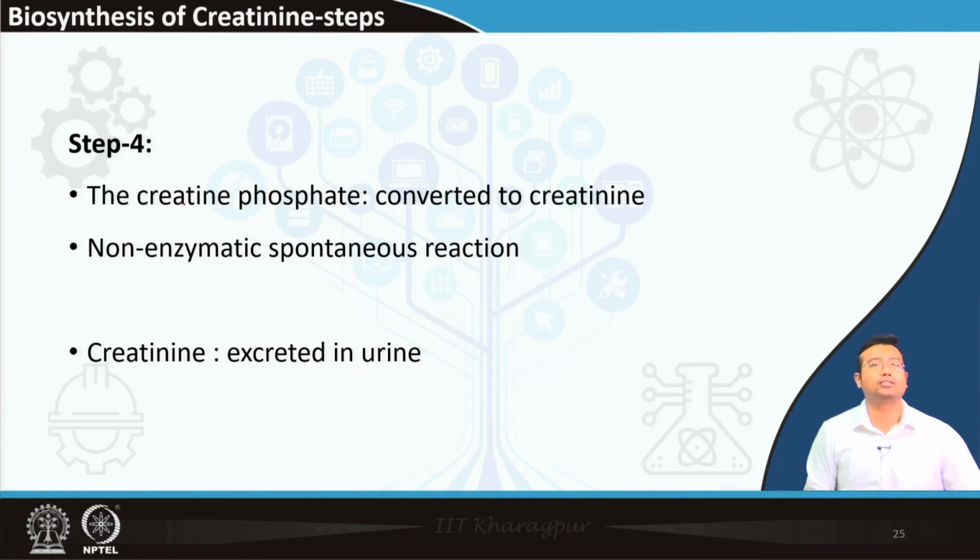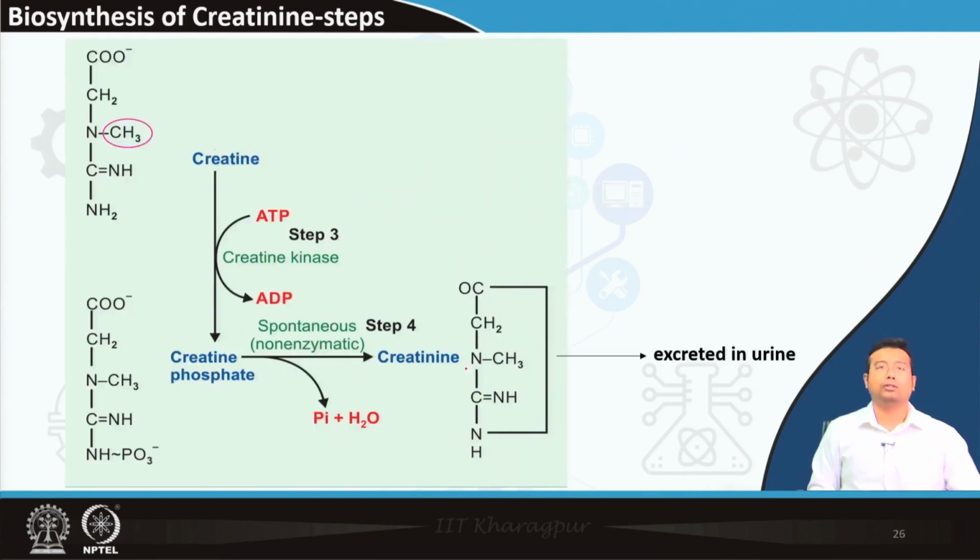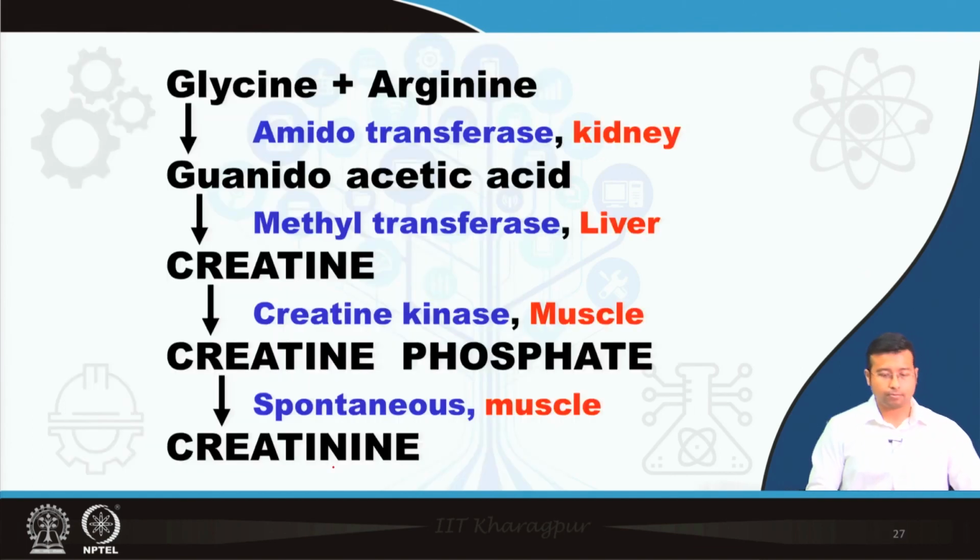So, we are coming back to synthesis of creatinine. We have creatine phosphate, which is spontaneously and non-enzymatically broken down to creatinine, and this creatinine is excreted in urine. This reaction is spontaneous and non-enzymatic, it is automatically converted to creatinine and an inorganic phosphate is let go from the creatine phosphate molecule. So, this is the highlight of the total synthesis of creatine.